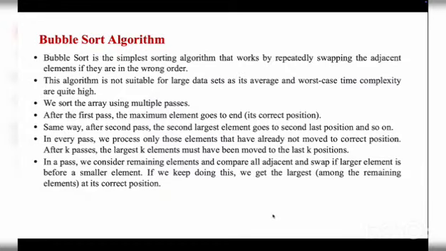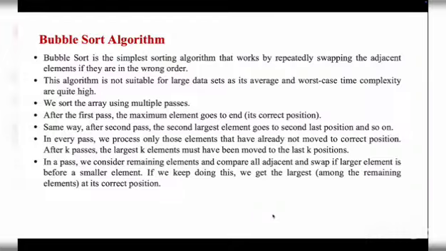Bubble sort is the simplest sorting algorithm in data structures. It works by repeatedly swapping the adjacent elements if they are in the wrong order. In one line, you can say that it is repeatedly swapping the adjacent elements present in the list. This algorithm is not suitable for large data sets as its average and worst case time complexity is quite high when compared to other sorting algorithms.